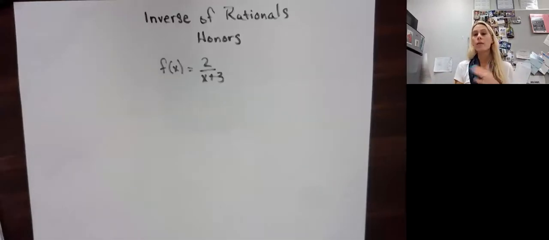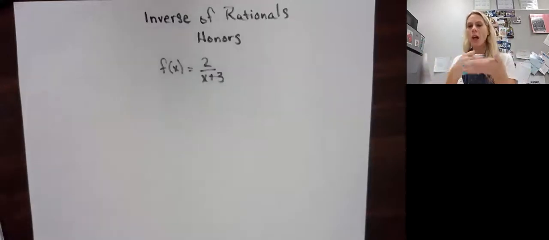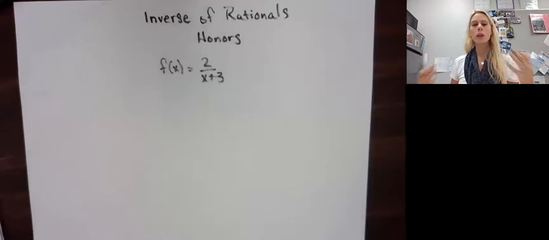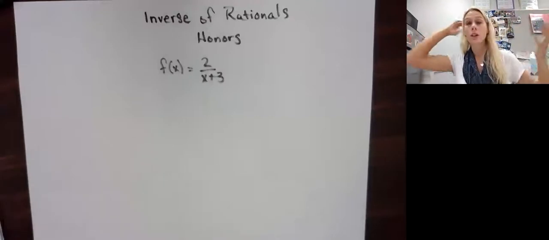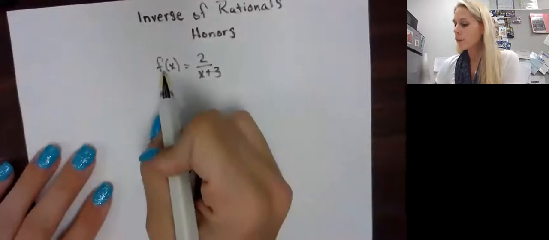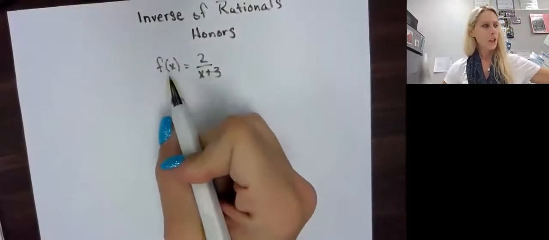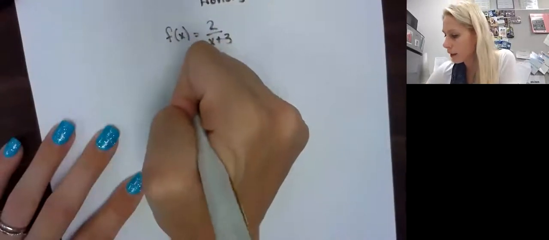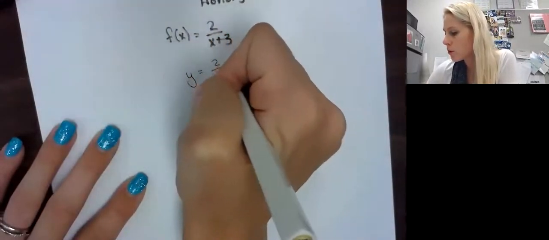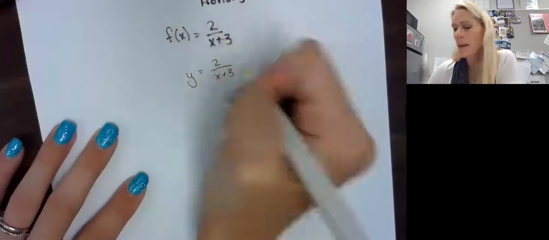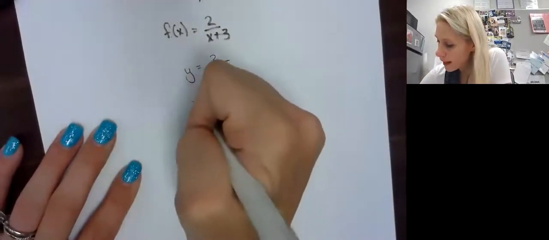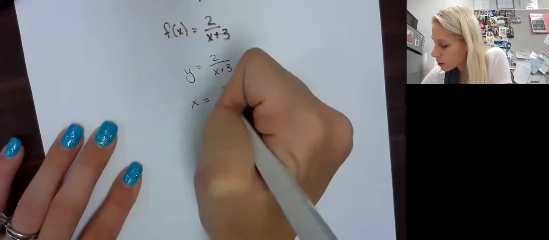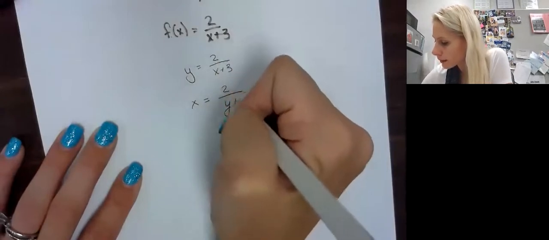We're gonna do inverses again. If you remember, inverses was changing or switching x and y and then solving for that y again. So we're gonna do it with just inverse operations, okay? Or rational equations. We didn't do it before. So remember that f of x is represented as y. So really we think of this as y equals 2 over x plus 3. Next step, we're switching our x and y. So we get x equals 2 over y plus 3.